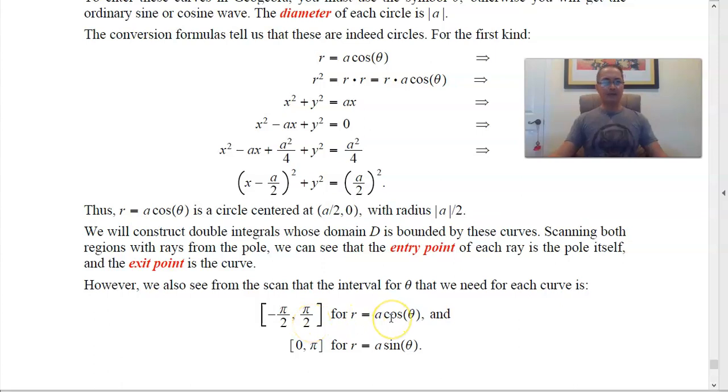Doesn't cosine have period 2 pi? Same for sine. Where's the other pi? Okay, so it turns out that if you go outside of here, you're just going to be retracing your steps. So go beyond pi over 2, you're going to start repeating the circle. We're going to see that in a little bit when we go to GeoGebra.